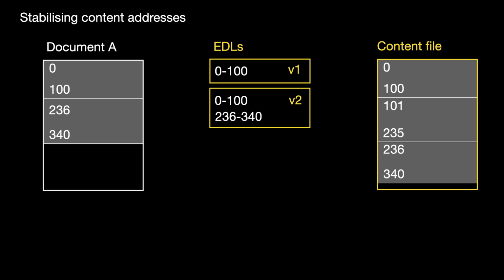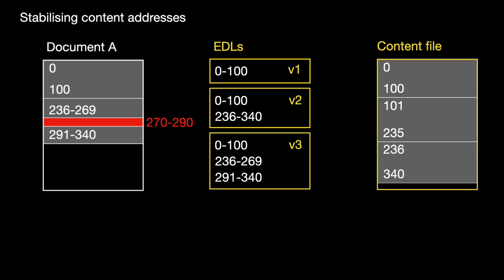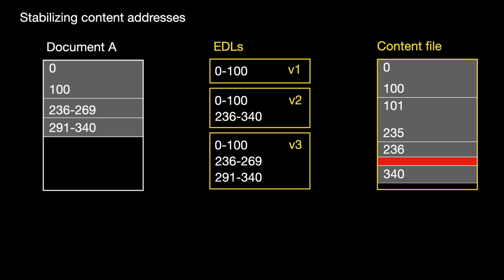Now let's see how deletion works. Suppose we want to delete a portion of text. First, we calculate the ranges of text that surround the selected part. Then we create a new version of the EDL with those new ranges, excluding the part we want to remove. As a result, that piece of text no longer appears in the document. However, the text itself still remains in the content file. The reason we keep everything in the content file is that we want to stabilize content addresses. Every character in that file has an index, and those indexes should never change.